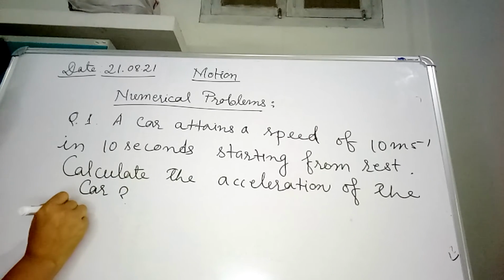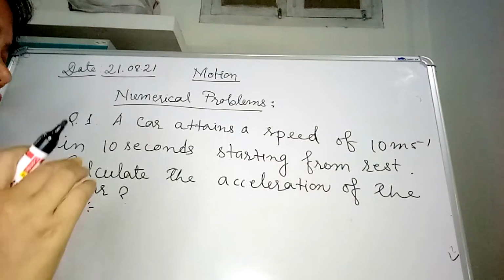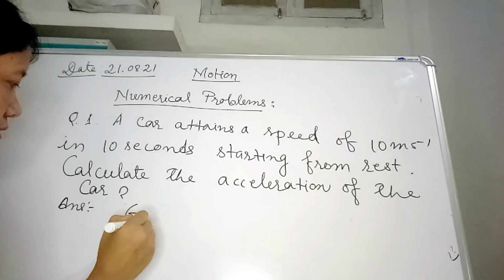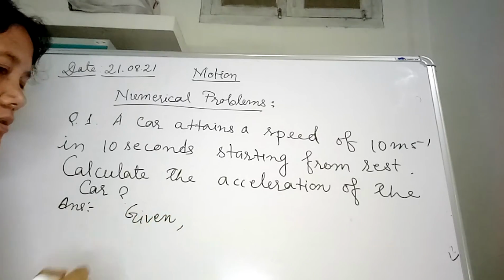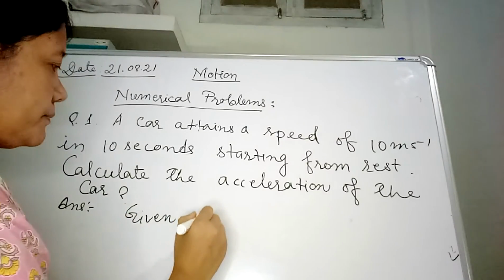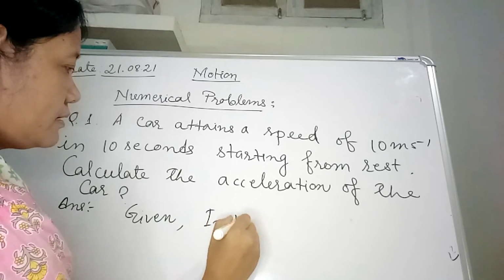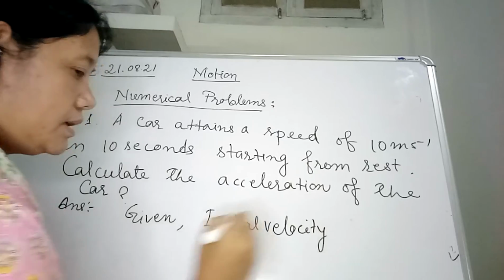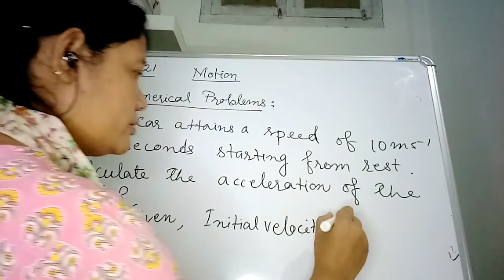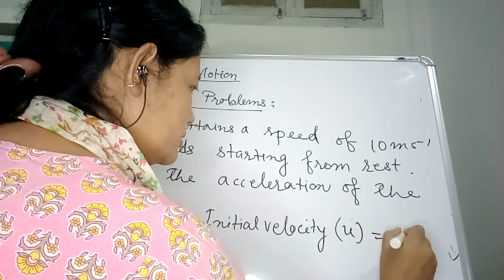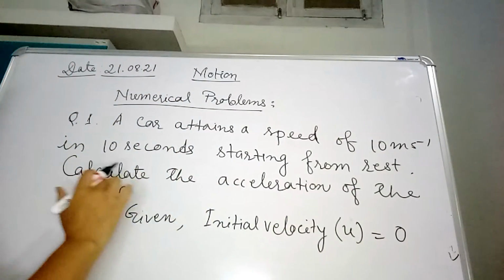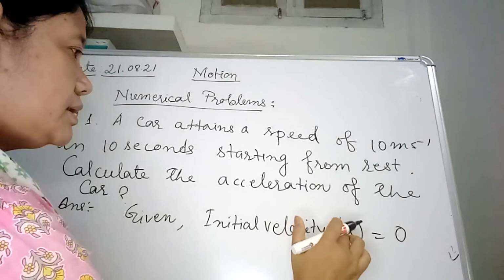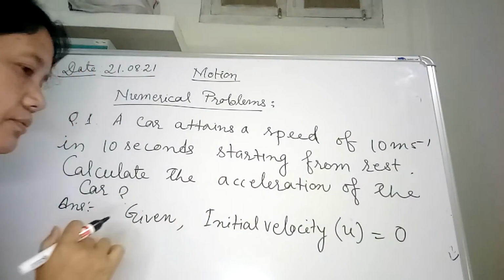So how we will solve the problem? First you have to find out what data are given in the question. So you see, given, first initial velocity. Initial velocity u is equal to 0, because in the question it is given that starting from rest. That's why initial velocity is equal to 0.